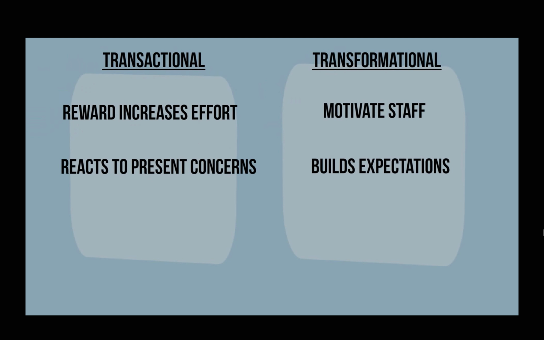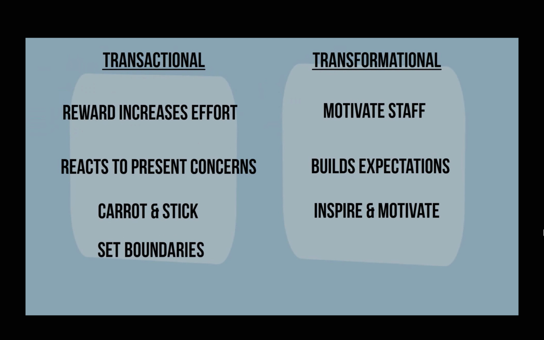A transactional leader will use methods such as carrot and stick motivation in order to control workers, as opposed to transformational leaders who inspire their staff in order to motivate them. In order to motivate, a transactional leader will set boundaries whilst producing rewards if goals are met. Transactional leadership is dependent on how well a leader is able to motivate. But transformational leaders have excellent managerial qualities, bond with their team, and build strong relationships.